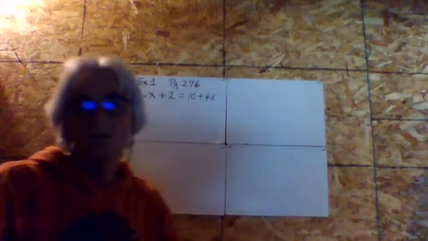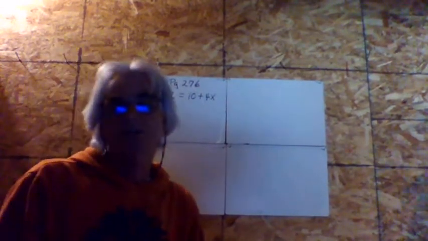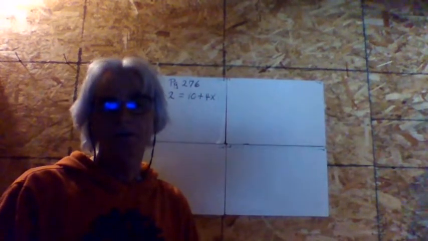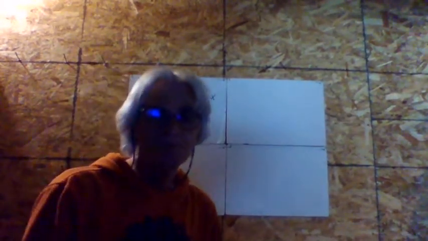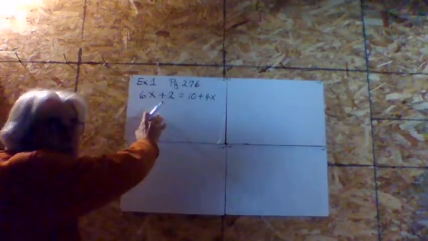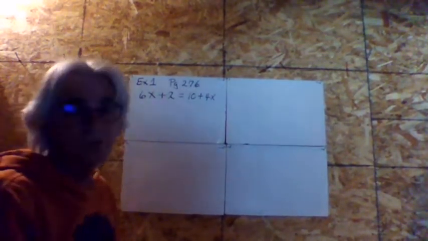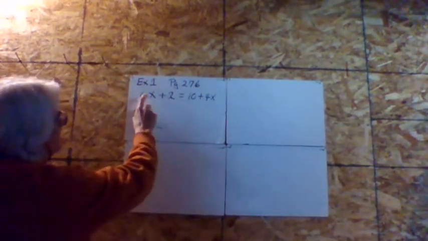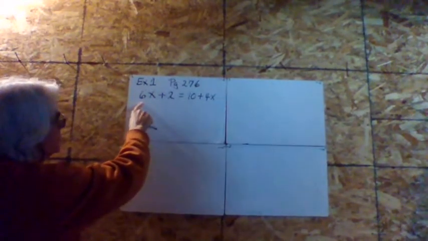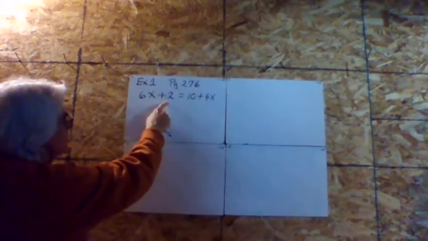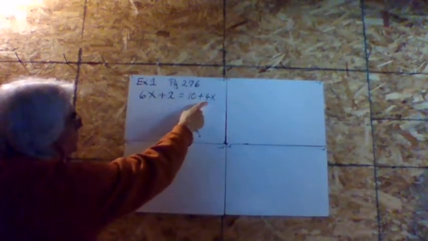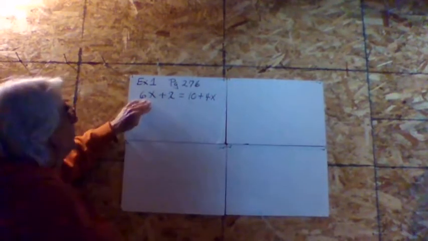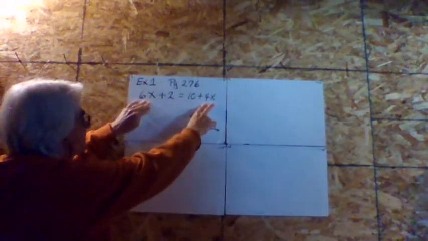So, on this lesson here, it's section 6.2 out of the textbook. It's still on equations. The only thing that's different in this section is, if we look here, this is example 1 off of page 276. If you look, you have a variable here, with the numerical coefficient of 6, so you've got 6x plus 2 equals 10 plus 4x. The only new thing they introduced is now they have a variable on each side of the equation.